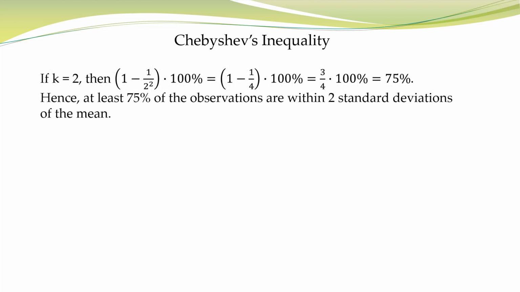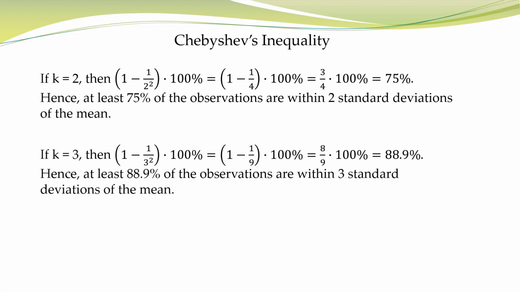So, if k equals 2, then we have 1 minus 1 over 2 squared times 100%. Well, 2 squared is 4, so now we have 1 minus 1 over 4 times 100%. 1 minus 1/4 is 3/4 times 100%, which is 75%. Hence, at least 75% of the observations are within 2 standard deviations of the mean. If k equals 3, then it's 1 minus 1 over 3 squared. Well, 3 squared is 9, so 1 minus 1/9 is 8/9 times 100%, which is 88.9%. Hence, at least 88.9% of the observations are within 3 standard deviations of the mean.